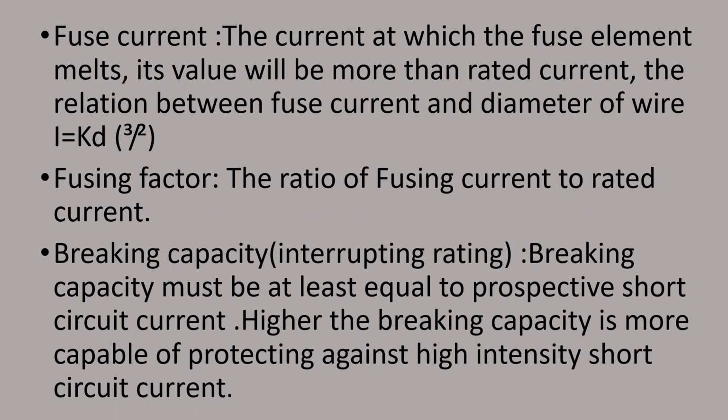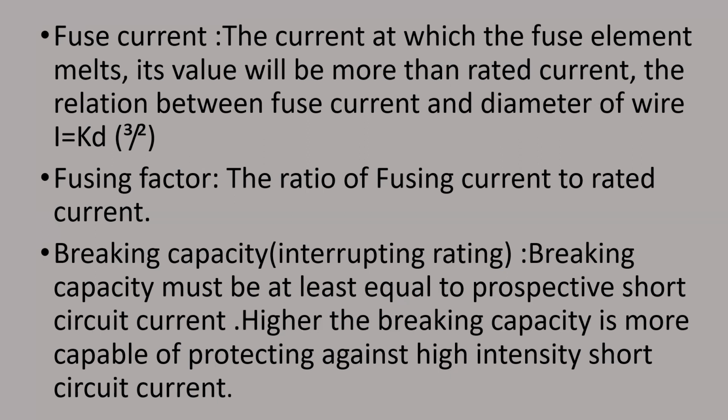This K constant will vary for each element, whether it is zinc, silver, aluminum, tin, or alloys of some other elements. So K is a constant of each element. And what is the fusing factor? The fusing factor is the ratio of fusing current to rated current.